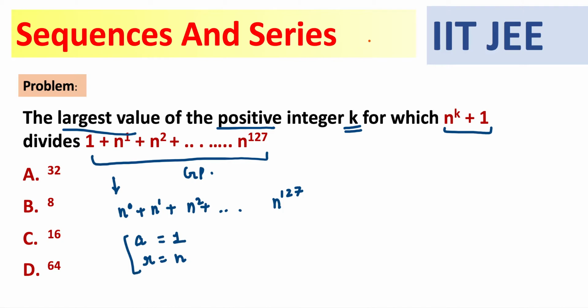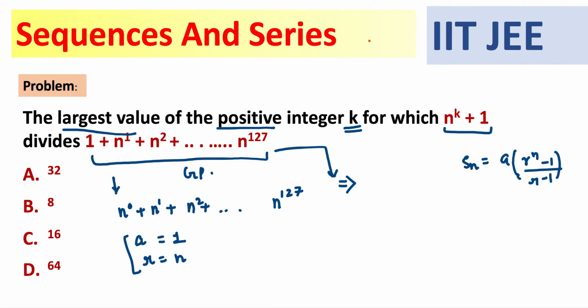Now let us represent this expression properly as the sum of a GP. So what is the sum of a GP? I'll just write the formula here. It is given as a times r to the power n minus 1 upon r minus 1. This is the expression for the sum of n terms of a GP.